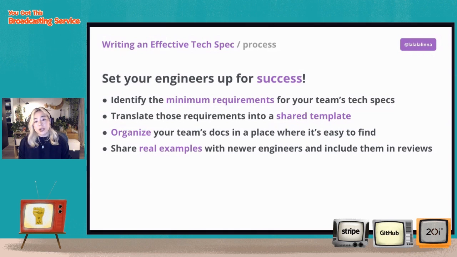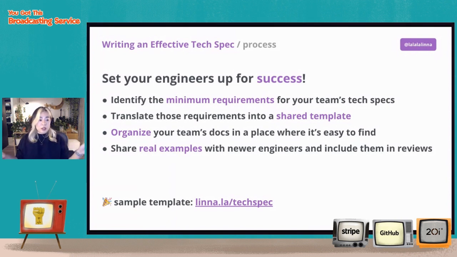And you should be sharing real examples of tech specs with newer engineers, whether they're new to your company or new to engineering in general. I think it's valuable information, and to include them in reviews so that they know what to expect, and so that they can figure out what to do when they have to go through the process, and to see how things happen from the beginning to the end of a development cycle.